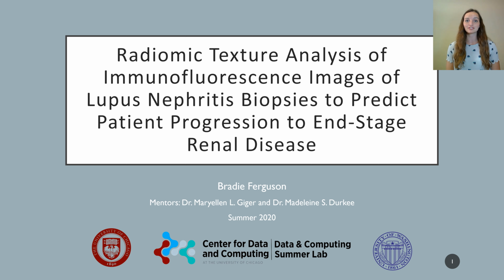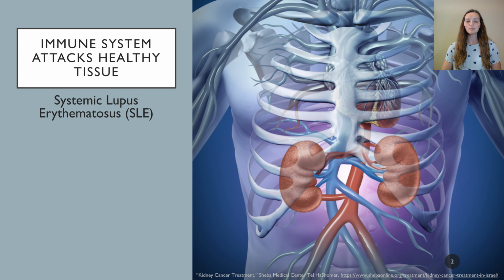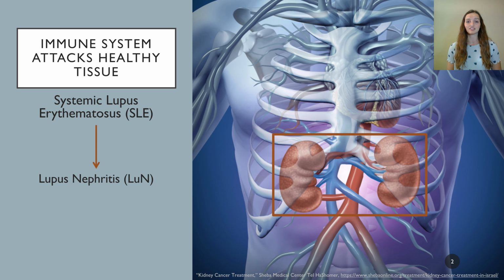Today, I'm presenting my research on radiomic texture analysis of immunofluorescence images of lupus nephritis biopsies to predict patient progression to end-stage renal disease. Lupus is an autoimmune disease in which healthy tissues are attacked by the immune system. Lupus nephritis is the manifestation of this disease characterized by the chronic inflammation of the kidneys. This can lead to end-stage renal disease in which the kidneys no longer function. The cellular mechanism that causes this progression is not well defined, making it more difficult to treat.